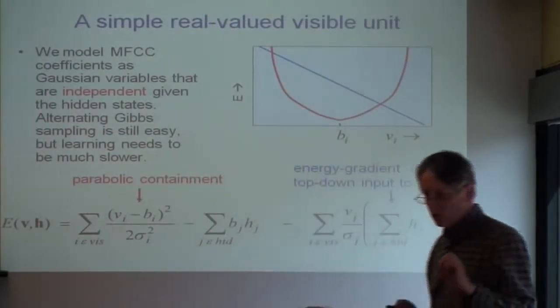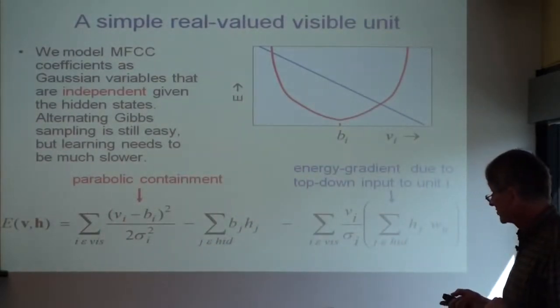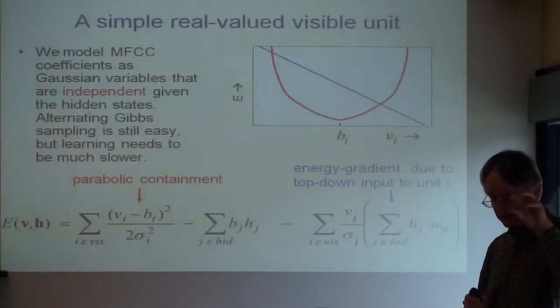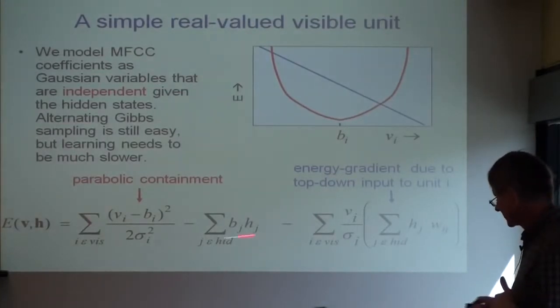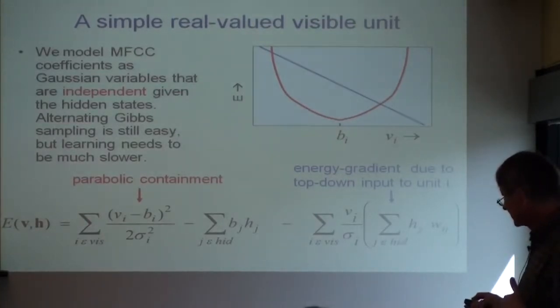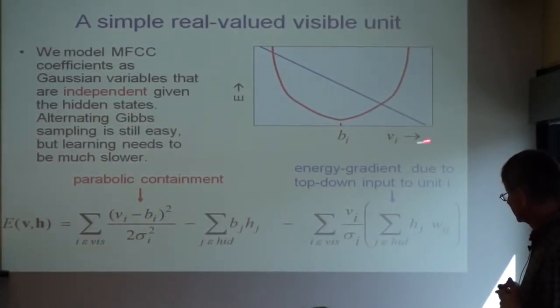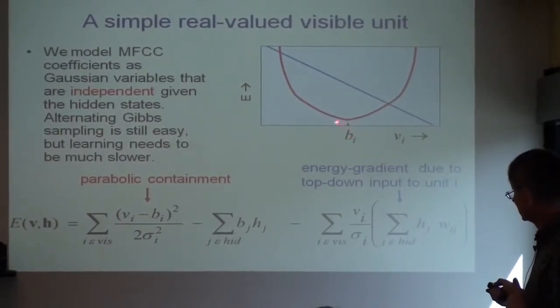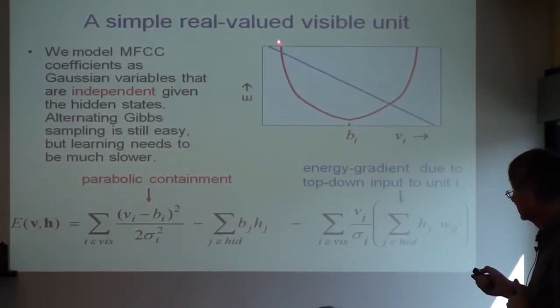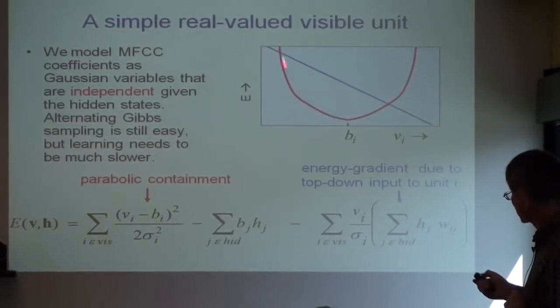Now, I need to do one slight modification to the basic module, which is I had binary units as the observables. Now we want to have linear units with Gaussian noise. So we just changed the energy function a bit. And the energy now says, I've got a kind of parabolic containment here. Each of these linear visible units has a bias, which is like its mean. And it would like to sit here. And moving away from that costs it in energy. A parabola is the negative log of a Gaussian.